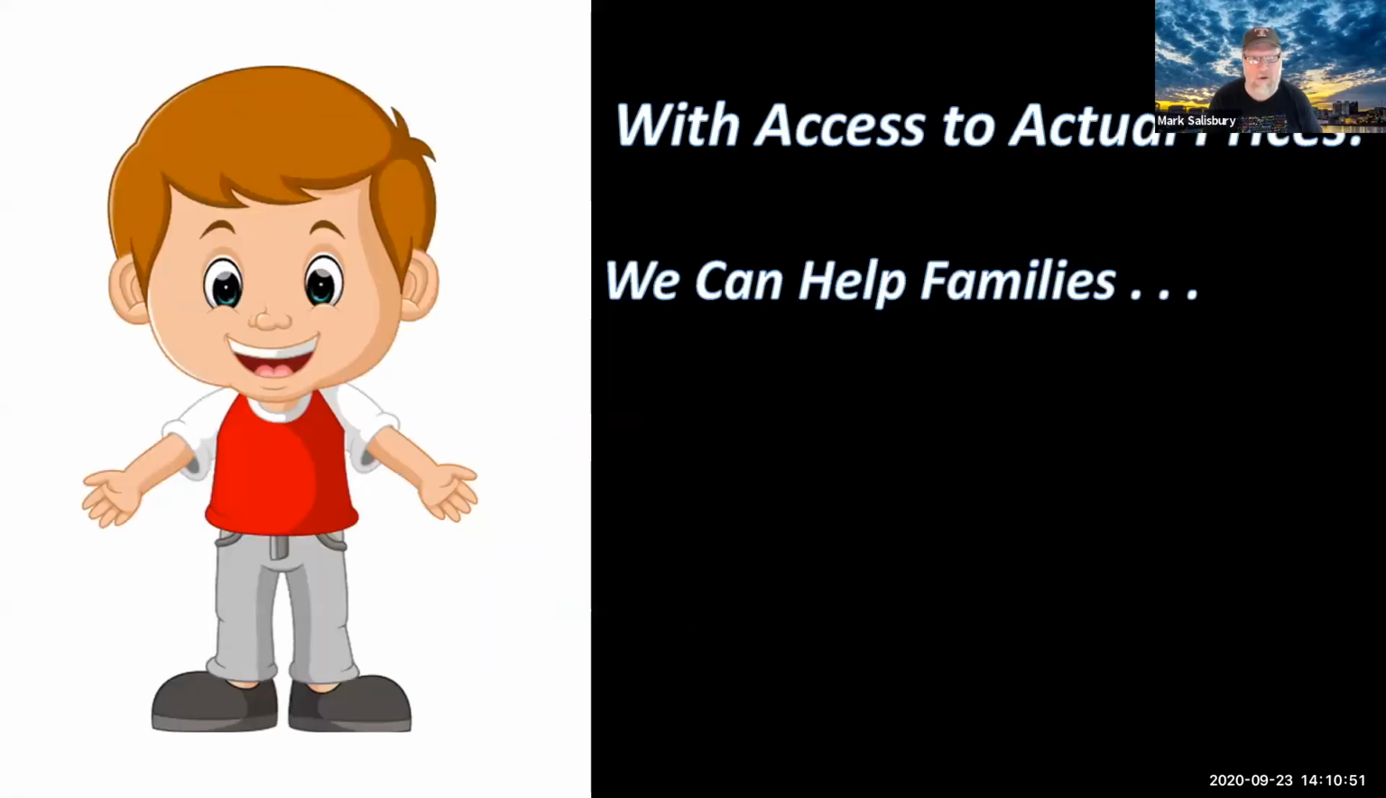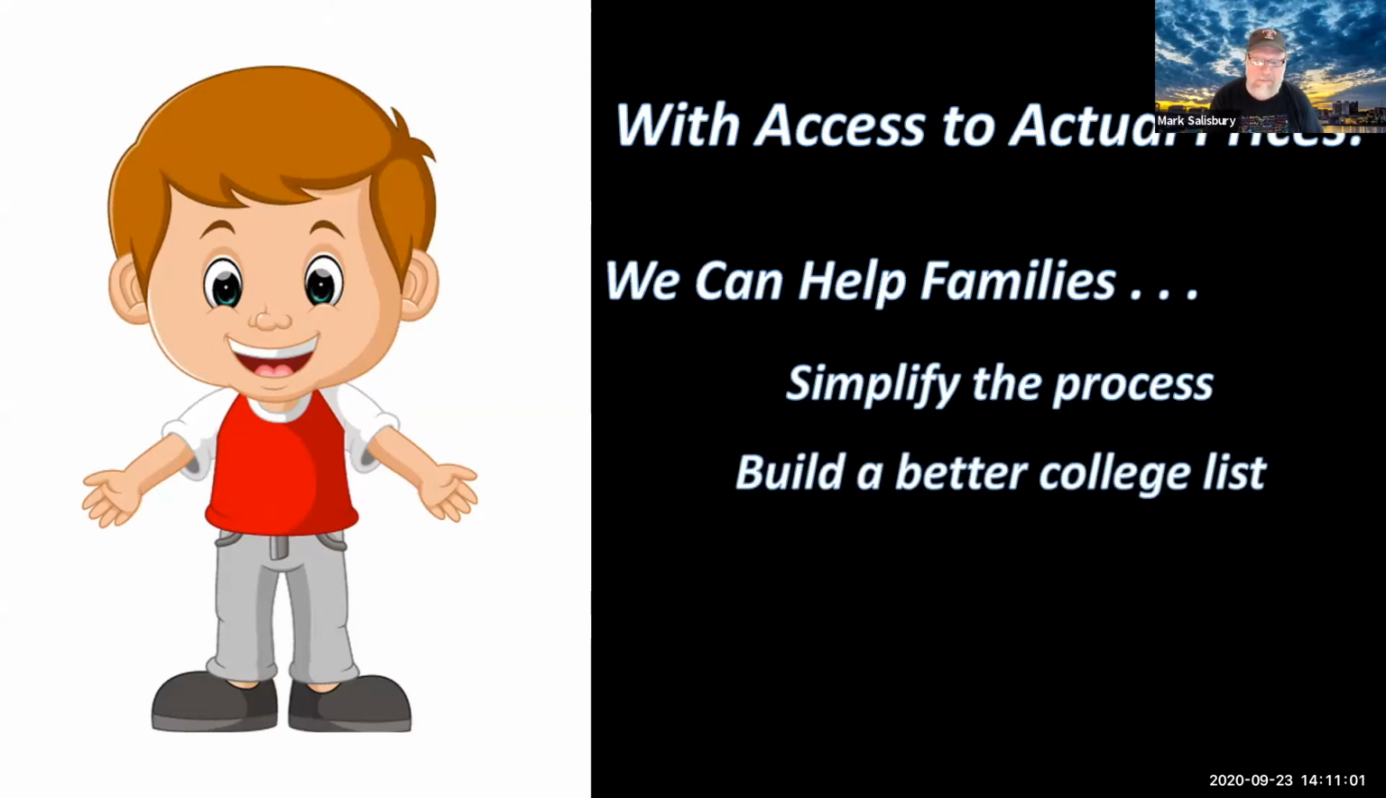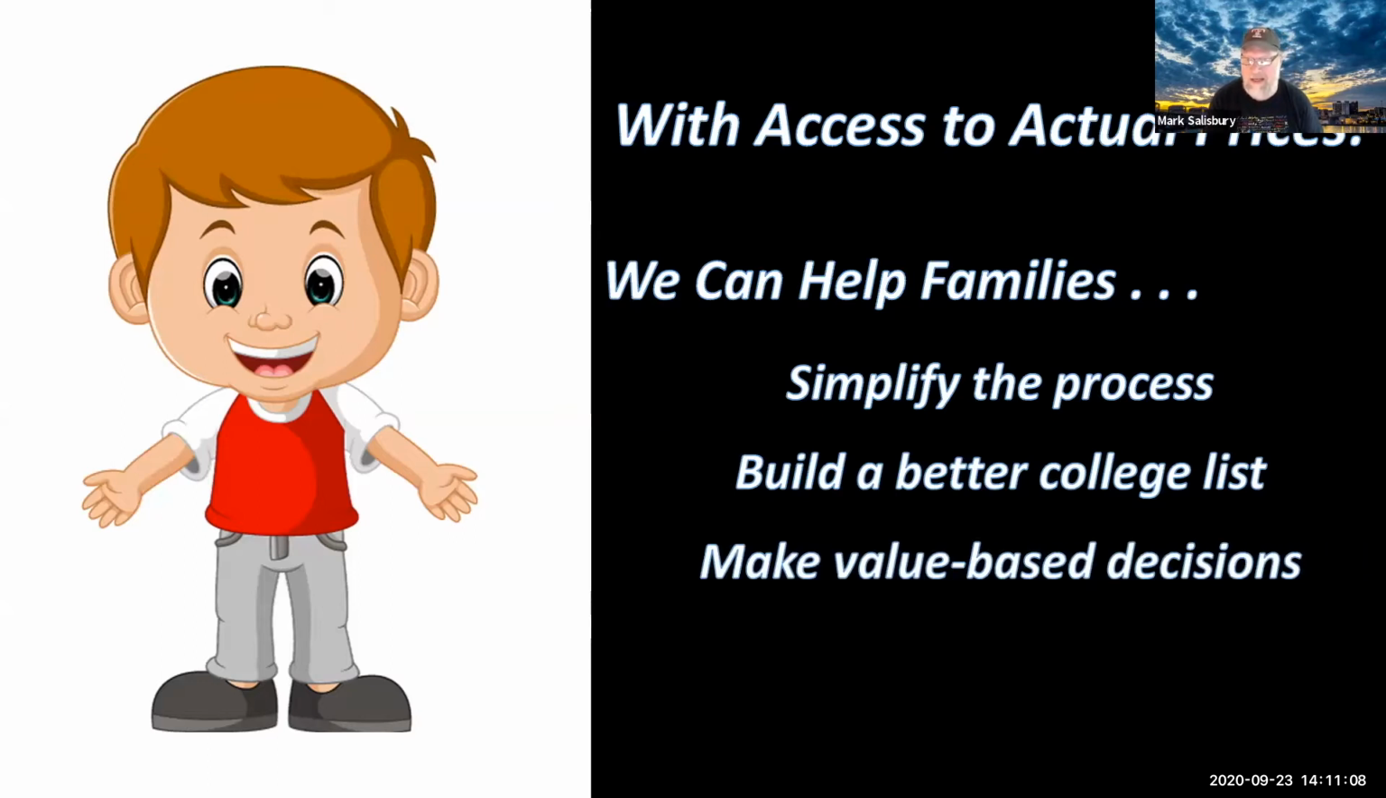Okay, so with that said, if you have access to the actual prices as a counselor, you can help your families simplify this process. You can help them build a better college list, because every school that they actually look at is a school they can ultimately afford. They can make value-based decisions, because you can say, look, this school's $5,000 cheaper than that school, but wait a minute, one school's got a much better graduation rate than the other, so maybe we ought to be looking at the school that's a little bit more expensive, right? You can make those value decisions now because you know what the price range is.